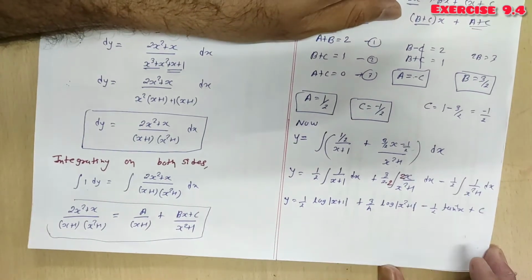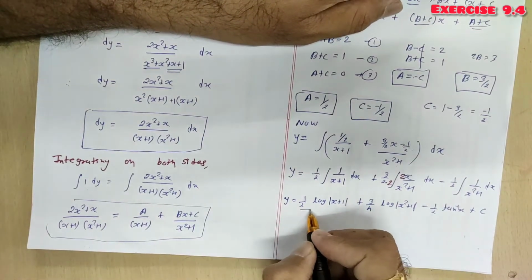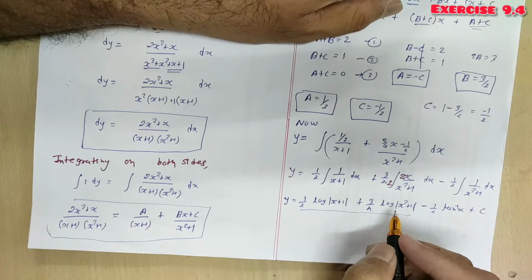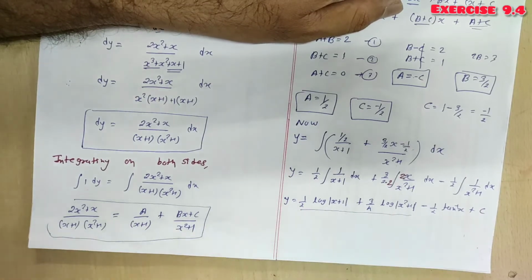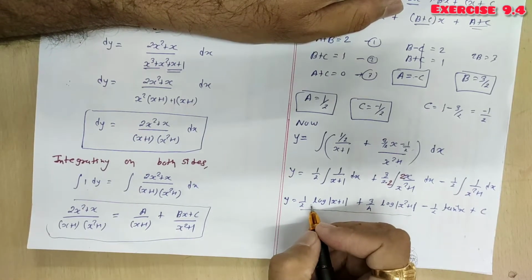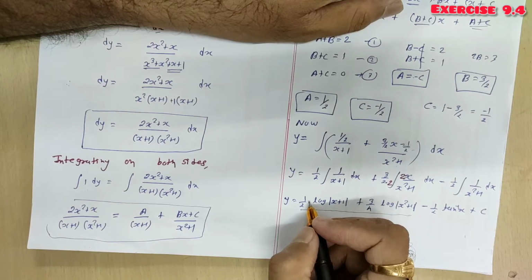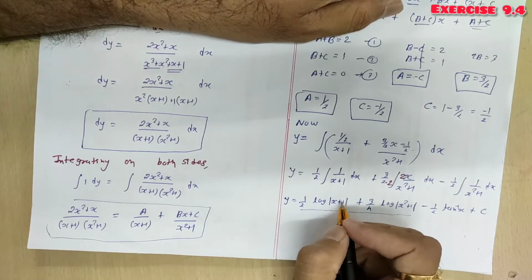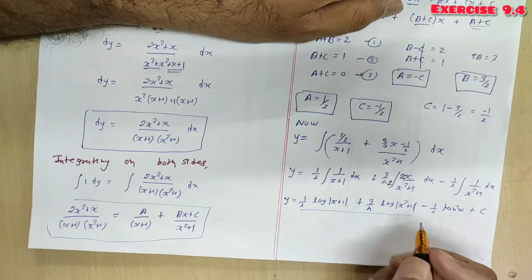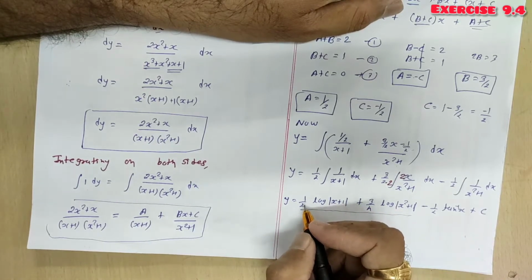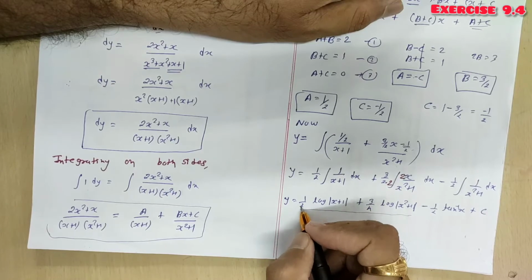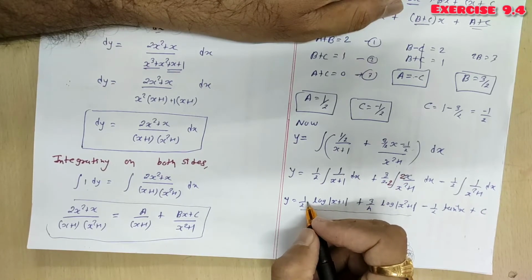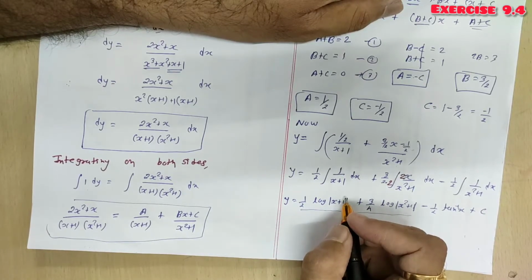Is this clear? Now we have to simplify this one. So for that, what can we do? Again here, this 1 by 2 log x plus 1. So here we have to consider the power to remove this modulus. Done? So again multiply and divide by 2. So it's 1 by 4 into 2. So that 2 will go into the power of this x plus 1.